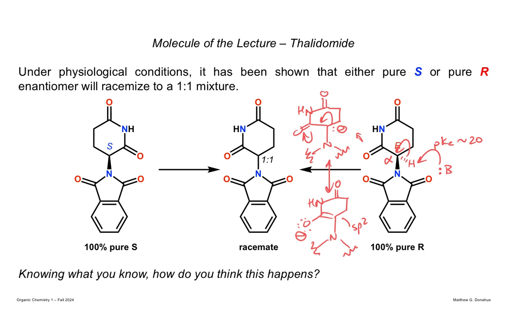And now we know that an sp2 hybridized carbon is flat. And so when it gets reprotonated, it can protonate from the top or the bottom. And that's going to lead you either to the S or the R enantiomer. So even though it might have been sold as one enantiomer, under the conditions in the body, it racemizes to 1-to-1. So that is just an acid-base reaction.